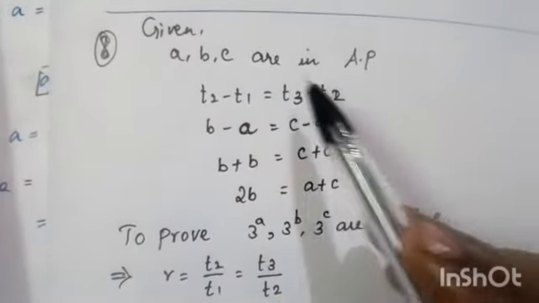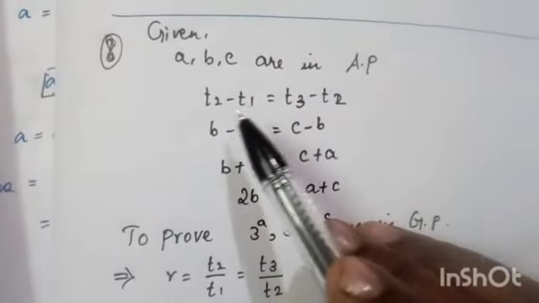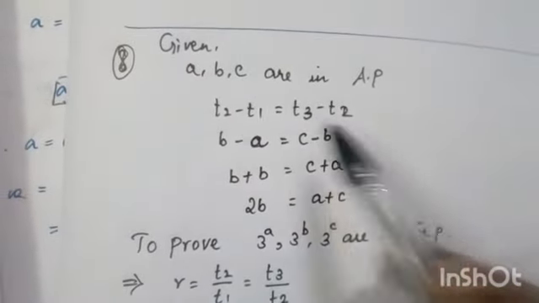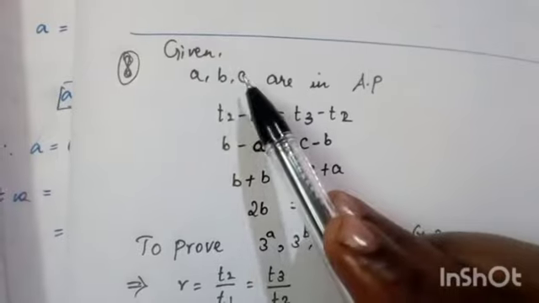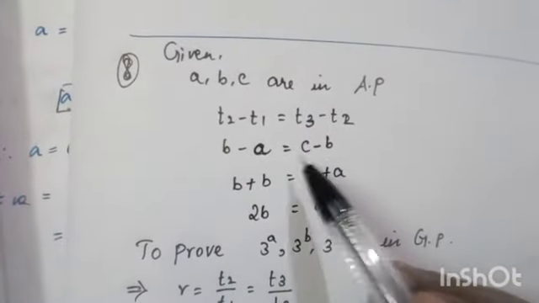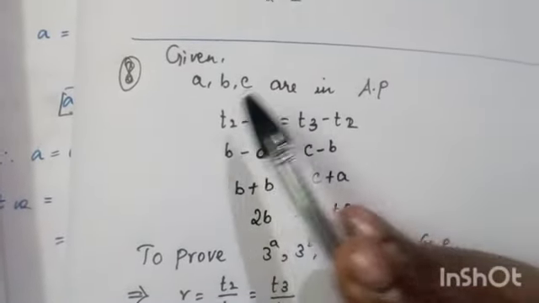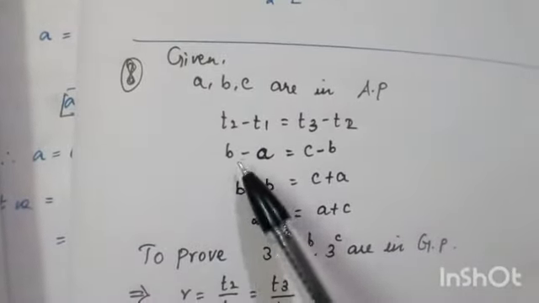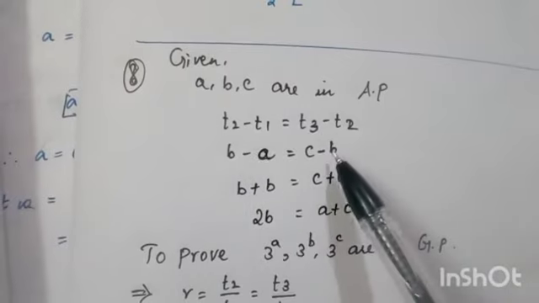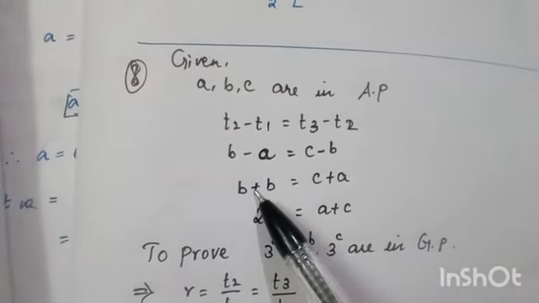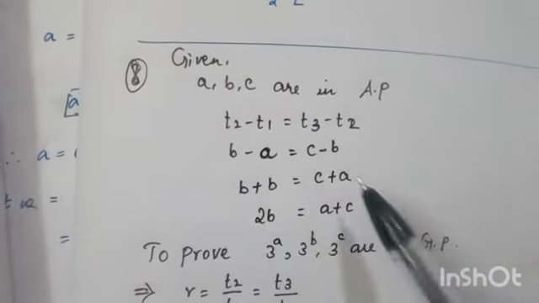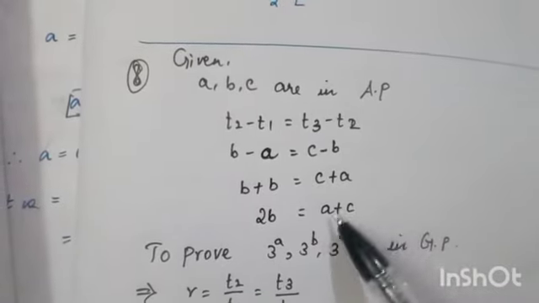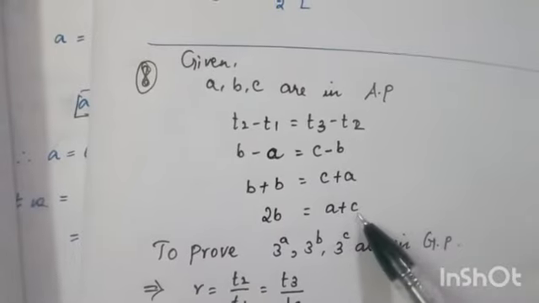Given a, b, c are in AP. AP means it has to satisfy the condition T2 minus T1 equal to T3 minus T2, that is T1, T2, T3. So b minus a is equal to c minus b. Now arrange the terms. Minus b moves to the left hand side, minus a moves to the right hand side. So b plus b, 2b, equal to c plus a, or a plus c. I make it in order.